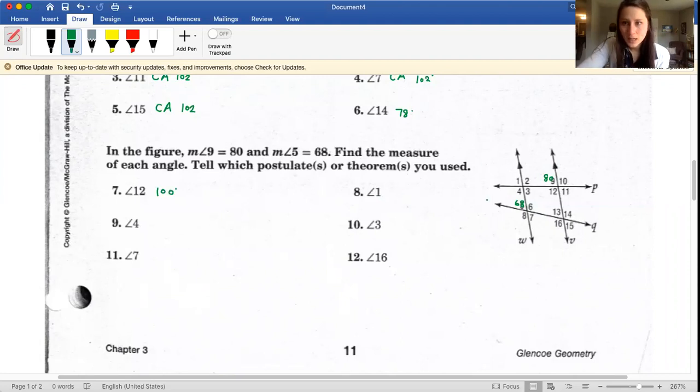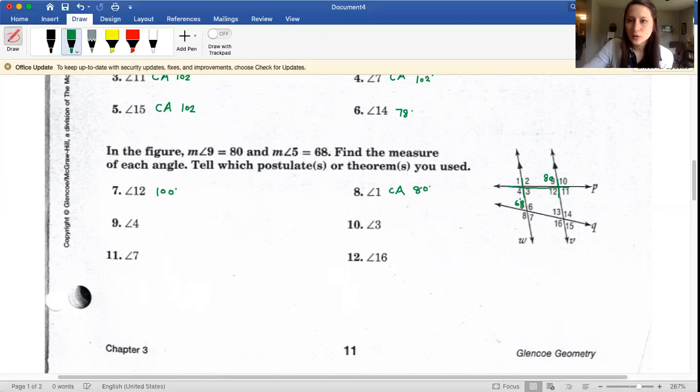Number 8, sorry, number 1 and angle 9, it looks like we've got parallel lines here cut by the transversal. And so we can conclude that 1 and 9 are in the same position, meaning they are corresponding angles. And so angle 1 would be 80 degrees.